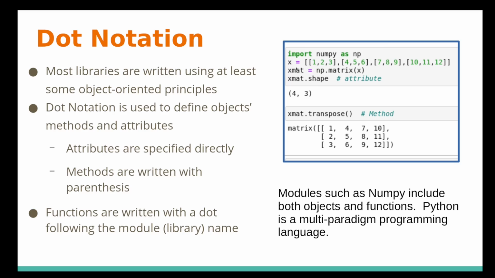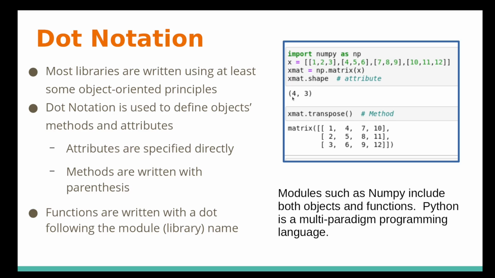Then what I'm doing here is I'm defining X, which is a list of lists. You can see that the master list contains 4 sublists, and each sublist contains 3 elements. So what I want to do here is call a function from np called np.matrix, and I'm going to pass this X as an argument to that function, and create a new NumPy object called xmat.